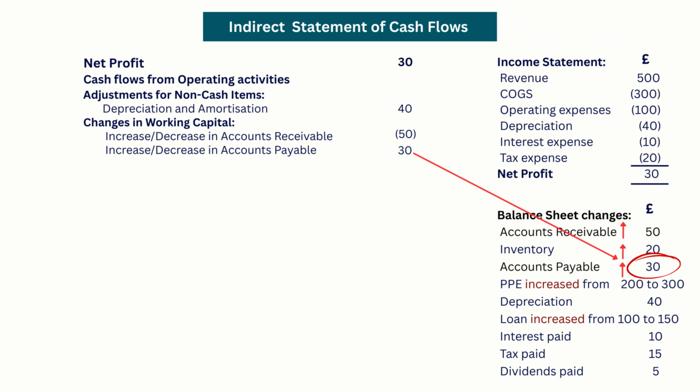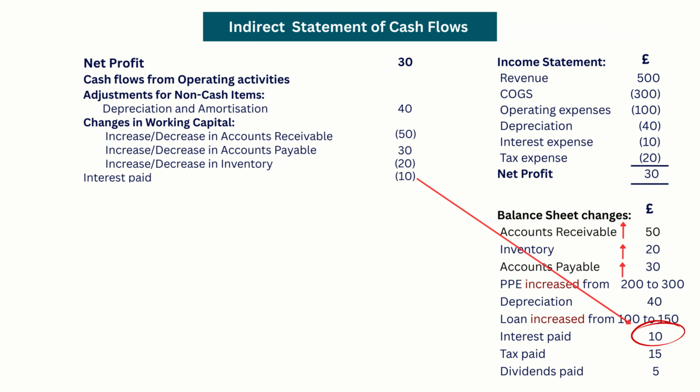Accounts payable increased by 30. If payables increase, we haven't paid suppliers yet, so we saved cash. We add 30. Inventory increased by 20. Inventory increase means we bought more goods than we sold, so cash left the business. We subtract 20. Interest paid is 10 and tax paid is 15.